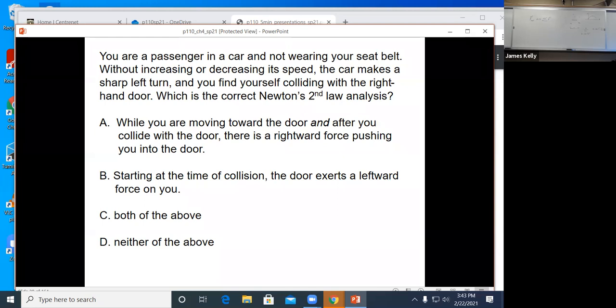What's the correct Newton's second law analysis? Analysis in terms of inertial reference frames, how to think about the relationships between forces. A: while you're moving toward the door and after you collide with the door, there's a rightward force pushing you into the door. That's why you collided with it. B: starting at the time of your collision, the door exerts a leftward force on you. C: both of the above, or D: the dreaded neither of the above.